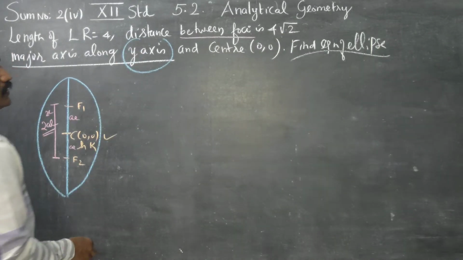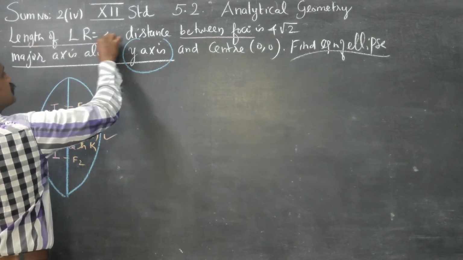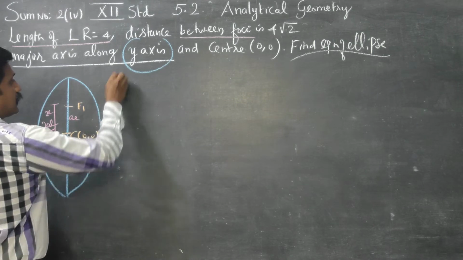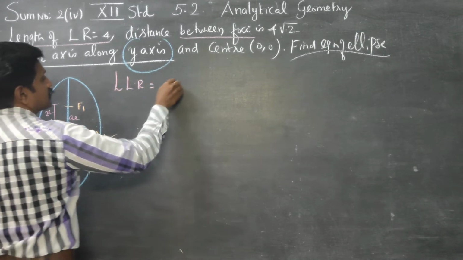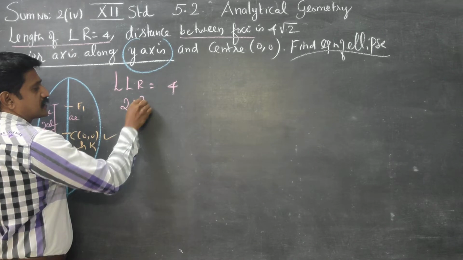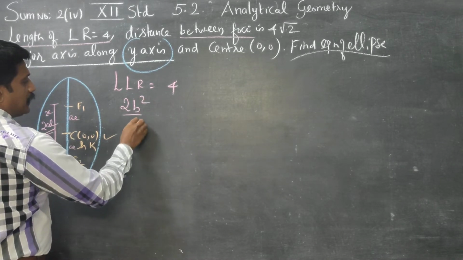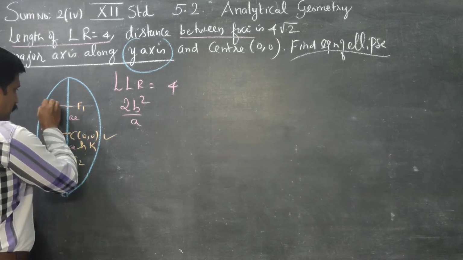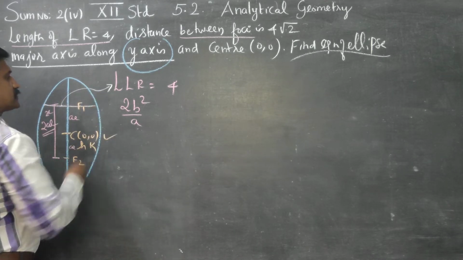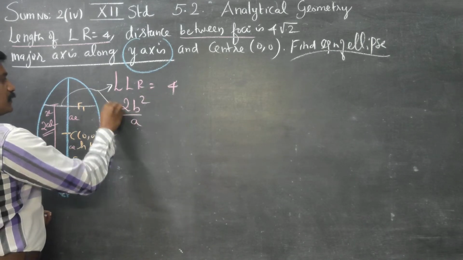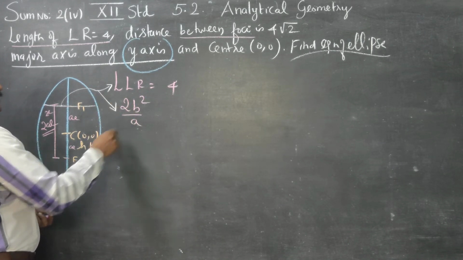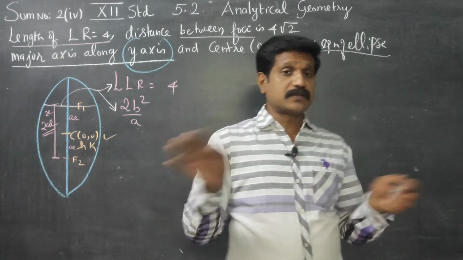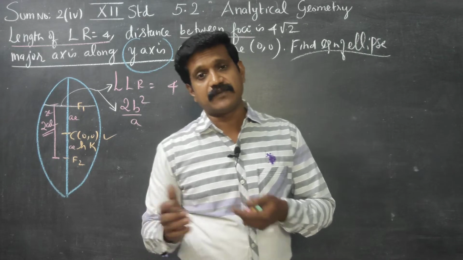Distance between the foci is 4√2. Length of latus rectum is 4. We will start with the length of the latus rectum. The formula for the length of the latus rectum is 2b square by a. The line drawn through the focus is called the latus rectum, and this is the formula for its length in an ellipse. In a parabola it is 4a, but that has nothing to do with this; that is a different diagram, a different conic.